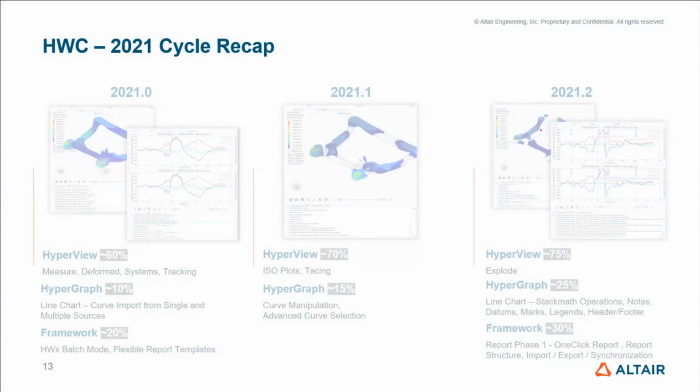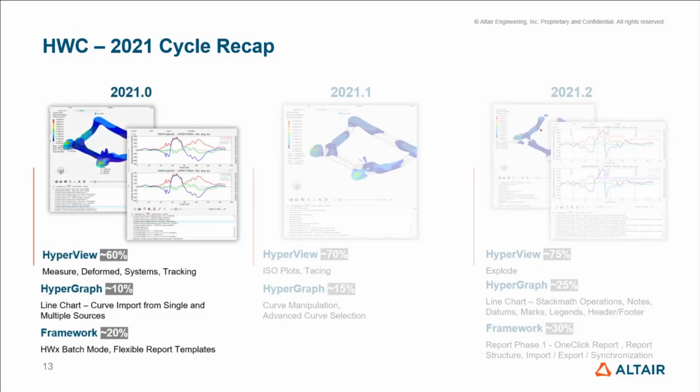A very quick recap and overview of the 2021 cycle. In 2021, we reached a really good coverage in HyperView and made some initial steps towards the coverage of the HyperGraph MotionView framework. As you can see on this slide and the next one, we're using a little tag next to the product name, giving you some guidance on the coverage, right? How far we are with covering individual features and functionalities in the HWC layer.